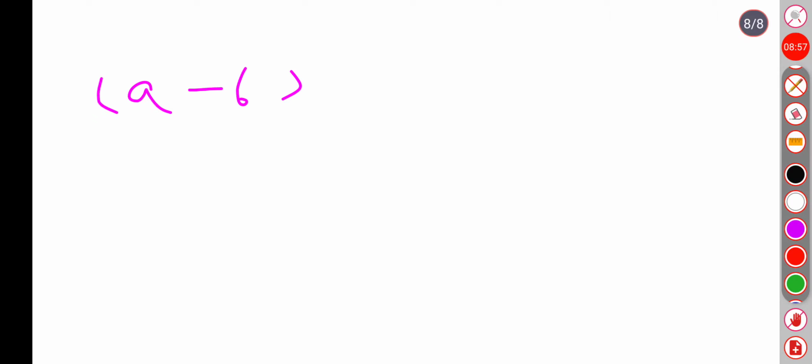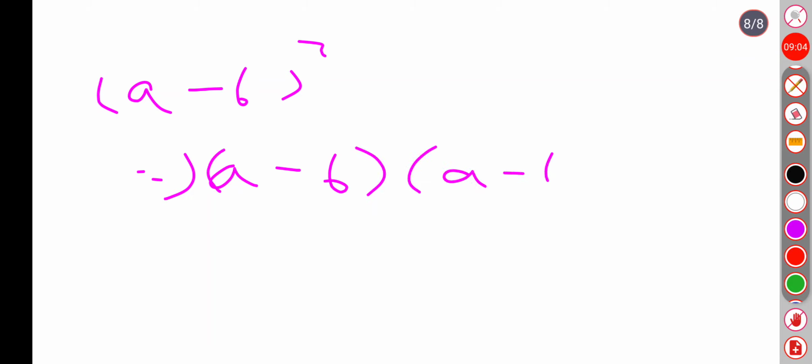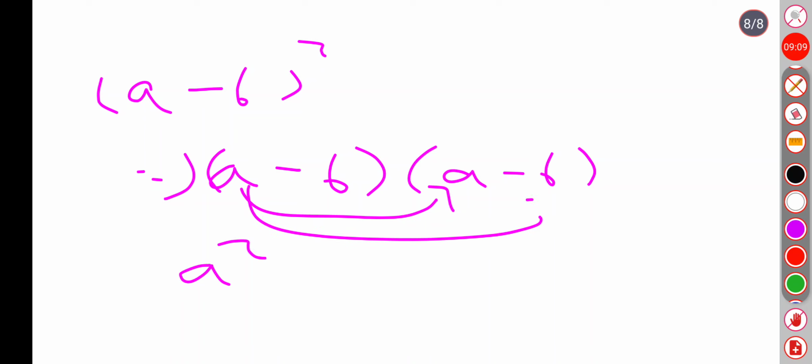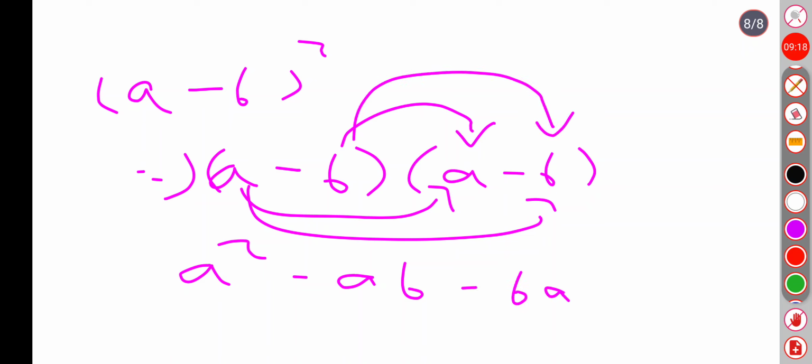Next identity is (a minus b) the whole square. So that is equal to (a minus b) into (a minus b). First, a into a is a square. a into minus b is minus ab. Minus b into a is minus ba. Minus b into minus b is positive b square.